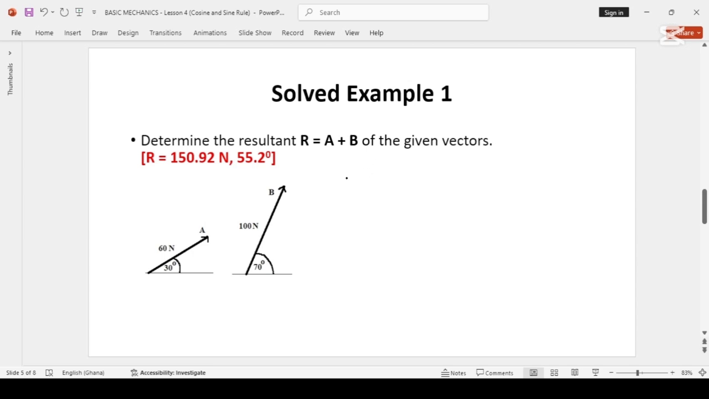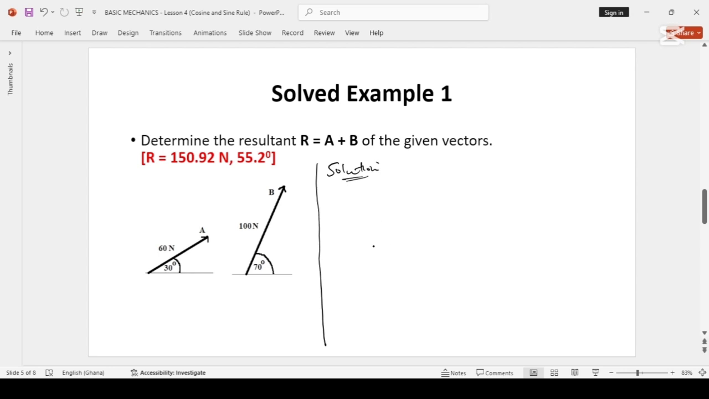Okay, so let's try and solve this example here. We have vector A. It has a magnitude of 60 newtons at an angle of 30 degrees. We have vector B, which has a magnitude of 100 newtons at an angle of 70 degrees. Solution. Let's try and put the two vectors together to represent two sides of a parallelogram.